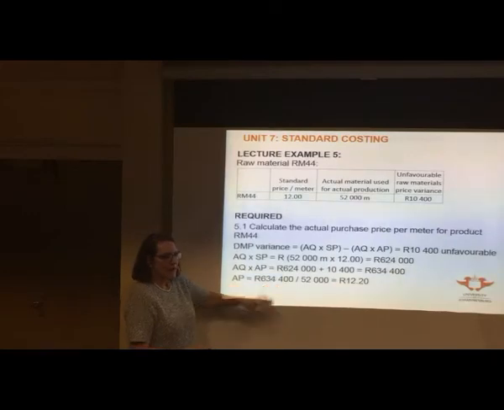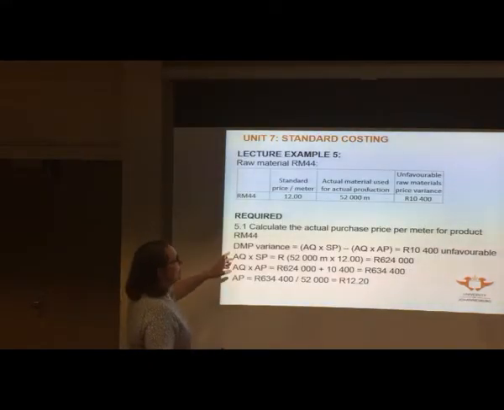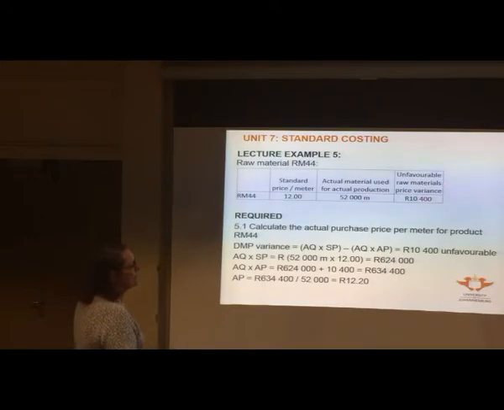634,200 divided by 52,000. This is as difficult as it gets, guys. It's not that difficult. Look at what you were given. You were given the unfavorable variance, the actual quantity and the standard price. So you could calculate the actual quantity times the standard price by taking 52,000 times 12. You got a number.